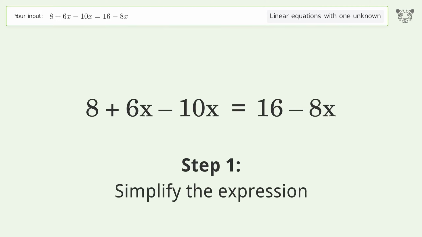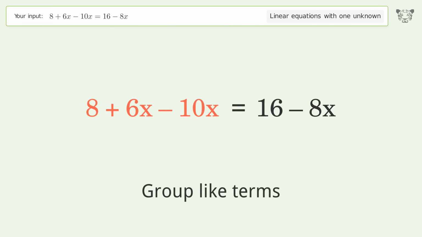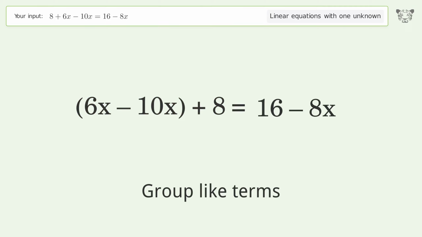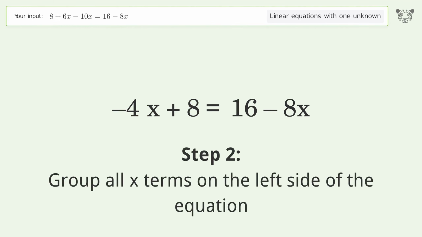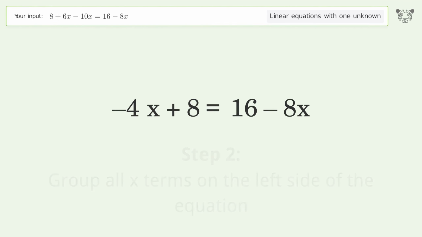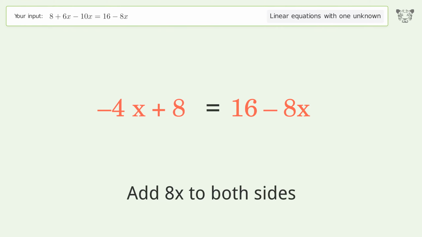Simplify the expression. Group like terms. Simplify the arithmetic. Group all x terms on the left side of the equation. Add 8x to both sides.